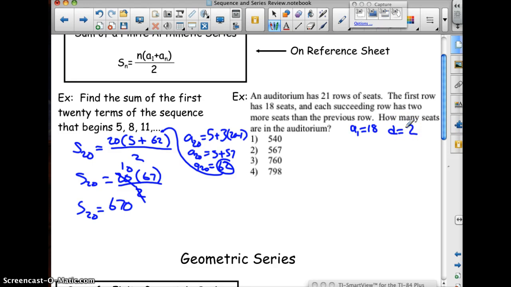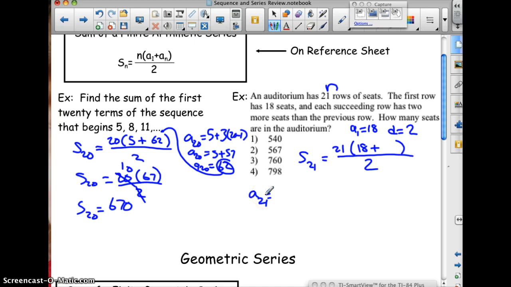You're adding 2 each time. All right. How many seats are in the auditorium altogether? There's 21 rows, so there's n rows. 21 is n. So S sub 21 equals 21 times 18 plus, again, I gotta find out how many seats are in that 21st row. Over here to the side, A sub 21 is A1, which is 18, plus 2 times 20. 21 minus 1 is 20, so that's 40. It gives me 68 seats in the last row.